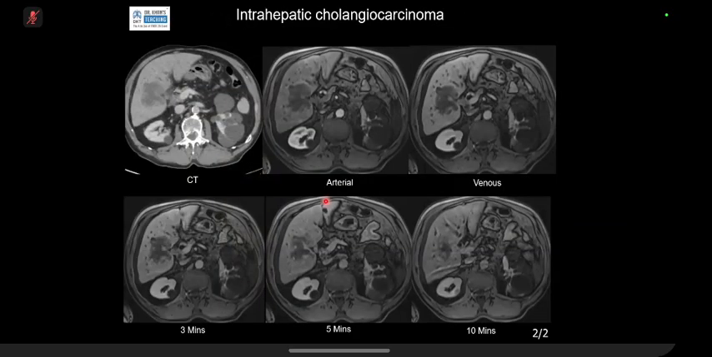What is the pathology? The pathology is that the lesion has got a lot of fibrosis. And when you give contrast, what happens is that the fibrosis enhances in a delayed form, right? So if you see here, this is arterial, this is venous, this is 3 minute, this is 5 minute, and this is 10 minute. Just compare this with this. Do you see how there is centripetal extension of contrast?